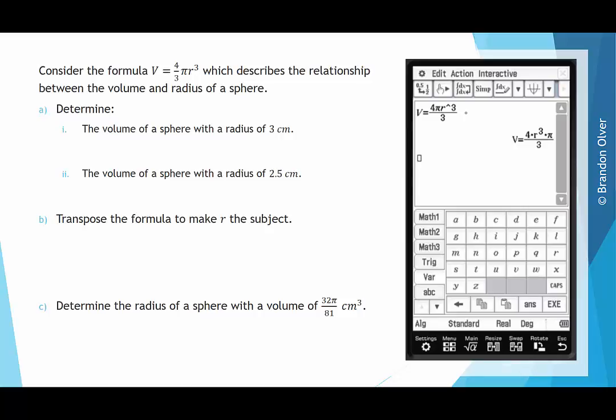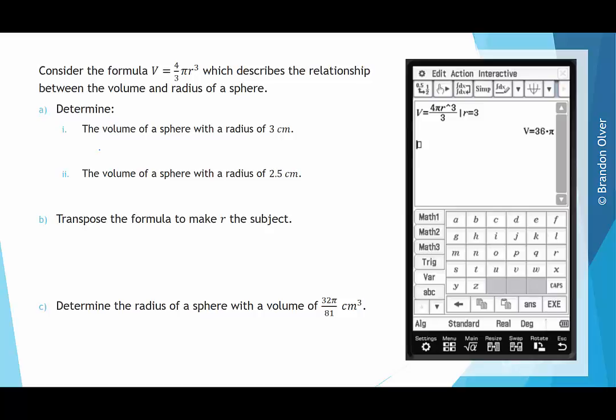So for part A, it wants us to find the volume when the radius is 3. So what we're going to do is go to Math 3 and use this symbol in blue, and that's going to allow us to substitute r equals in. So we're going to go back to our variables and put r equals, and we can put 3 in. So when we do that, we can see that the volume is equal to 36 pi.